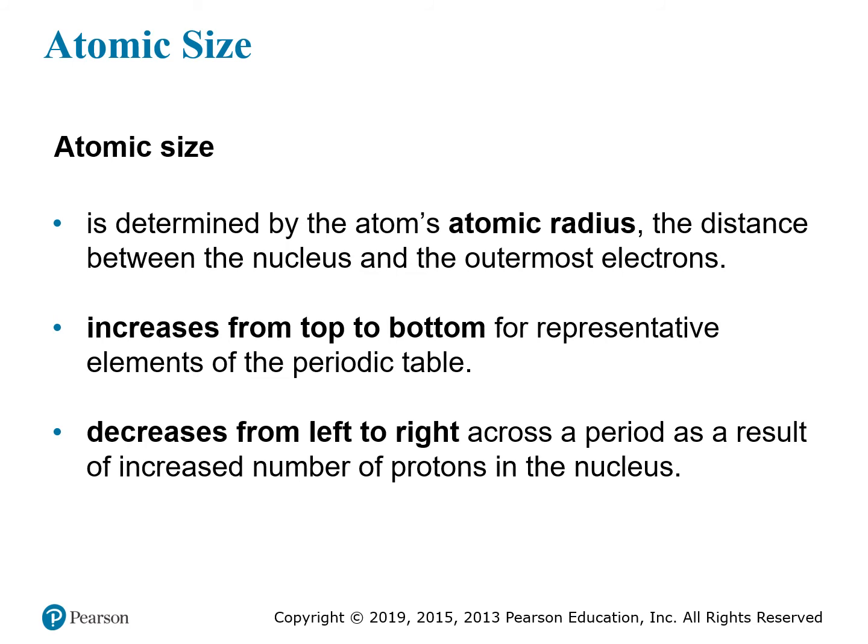Going across a row or a period is a little bit different. At first, you might think that you're adding more electrons, and so they're getting further and further away. But in reality, all of the electrons within a period are going into the same n level, the same energy level. All of the electrons in the first row are going into the n equals 1 energy level. All of the electrons in the second period are going into the n equals 2 energy level. All of the electrons in the third period are going into the n equals 3 energy level.